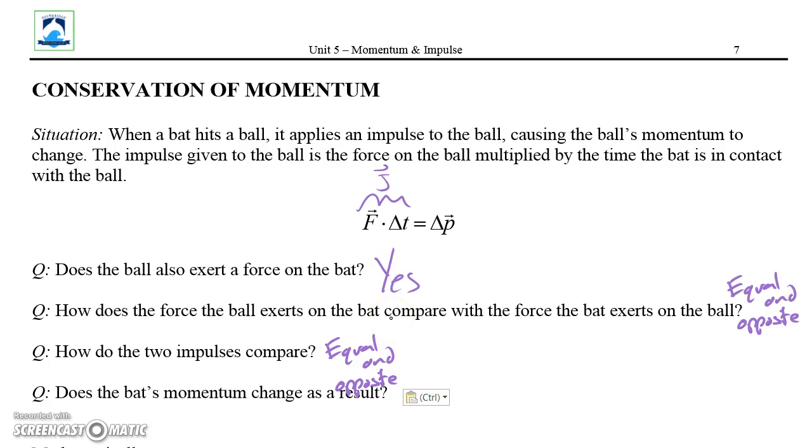And does the bat's momentum change as a result? Well, if there's an impulse applied to something, it's going to change the momentum of that object. That's what the impulse momentum theorem says. So absolutely yes to that question as well.